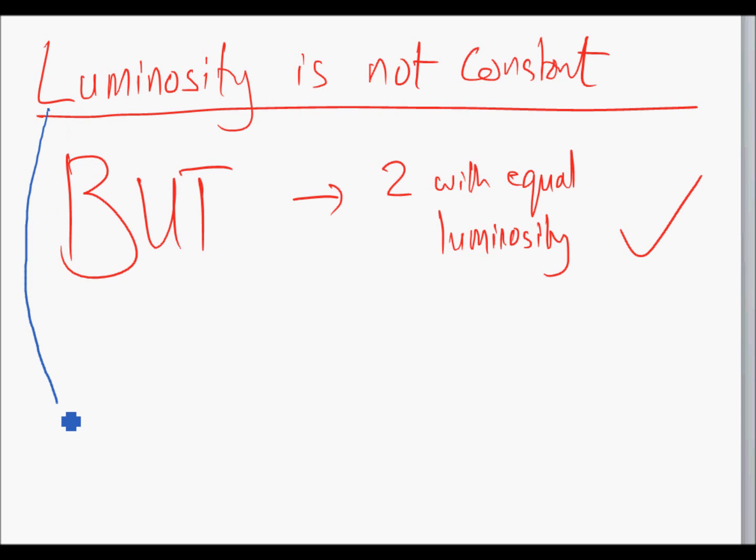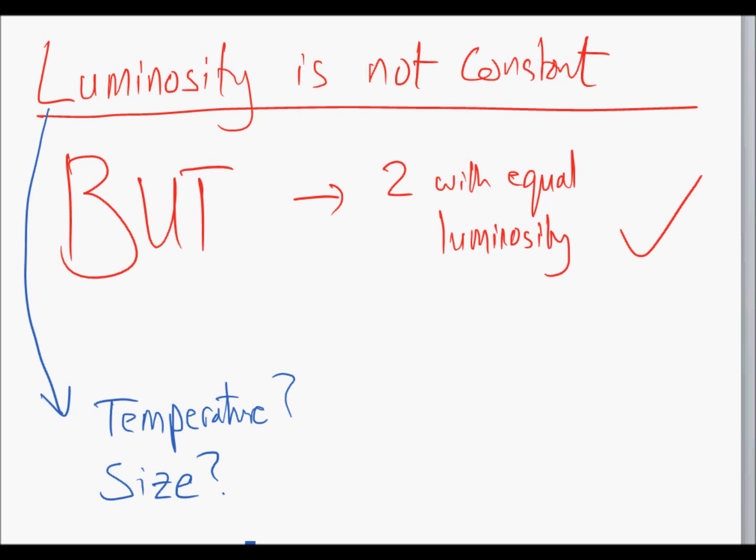Now, just a note on luminosity. What does luminosity depend on? Luminosity depends on the temperature of the star, and it also depends on the size of the star. So the luminosity can change according to the temperature and size. But if we know we've got two stars at the same temperature and the same size as each other, then they're the same luminosity, and we can use this method to study them like this.